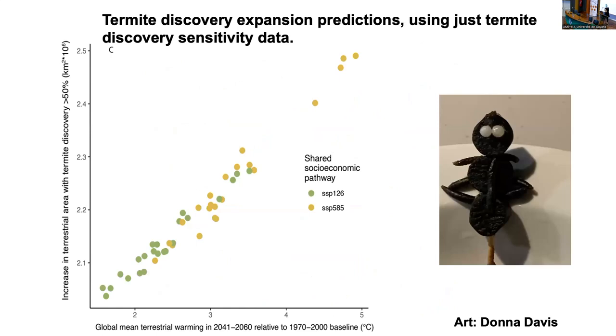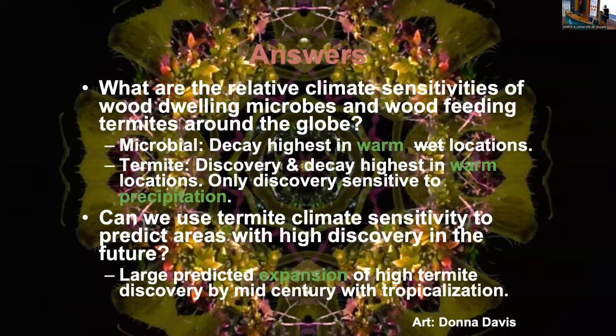And you can see this. Here we have the increase in terrestrial area with high termite discovery against the global mean terrestrial warming, from 1 degree up to 5 degrees. And you can see a strong positive relationship under both models. Okay, so what we were able to show is that microbial decomposition was highest in warm places, but not wet places. And that termite discovery and decay was also highest in warm places, but interestingly in dry places. These hot, dry places, and a large predicted increase or expansion of high termite discovery by mid-century.